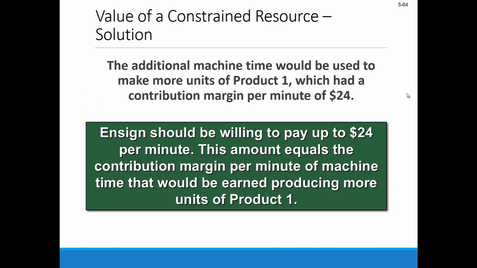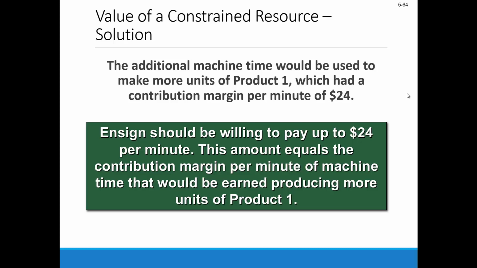So the additional machine time would be used to make more units of product 1. Remember, that's because we had already filled all the demand that was out there for product 2. So all we could use that extra time for would be product 1. Product 1 had a contribution margin per minute of $24. So all things equal, Ensign should be willing to pay up to $24 per minute to acquire more time on that machinery.